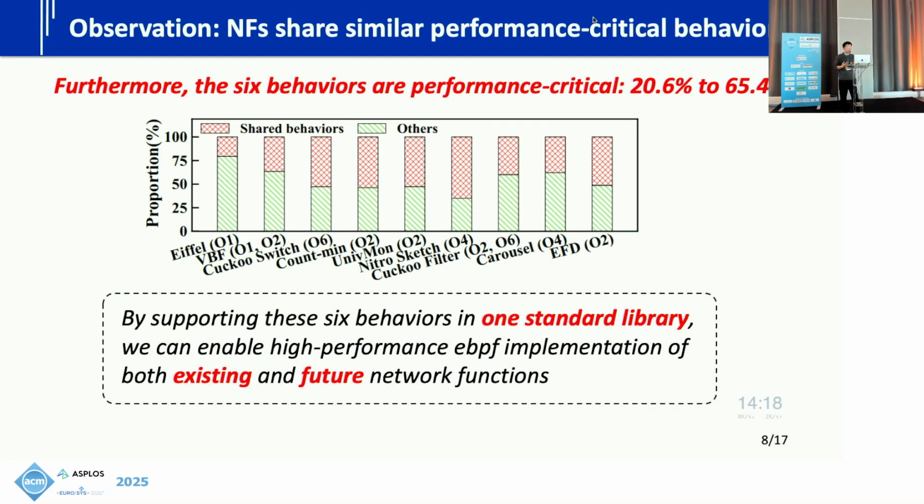Next, we perform a quantitative analysis on those behaviors and find that they are performance critical, accounting for 20.6% to 65.4% of the overall performance of network functions. So, based on the above observation, our core idea is that by supporting these 6 behaviors in one standard library, we can enable high-performance eBPF implementation of existing network functions and benefit future ones as well.